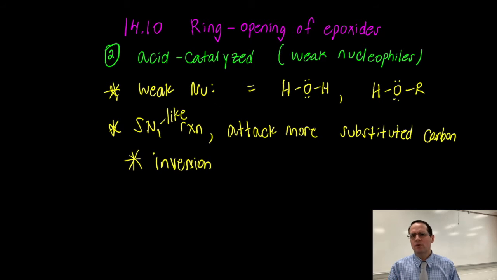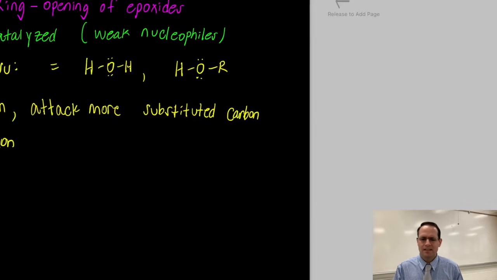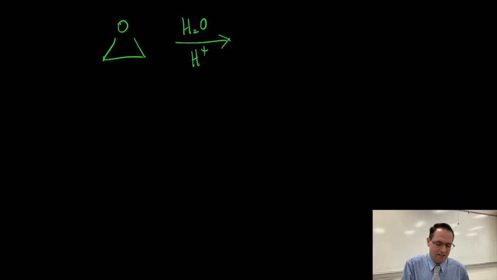Okay, so in yellow, those are basically the highlighted cliff notes of what you need to know for this last part of section 10 in the textbook. So let's take a look at some reactions now. So let's take ethylene oxide and treat this with water under acid conditions.